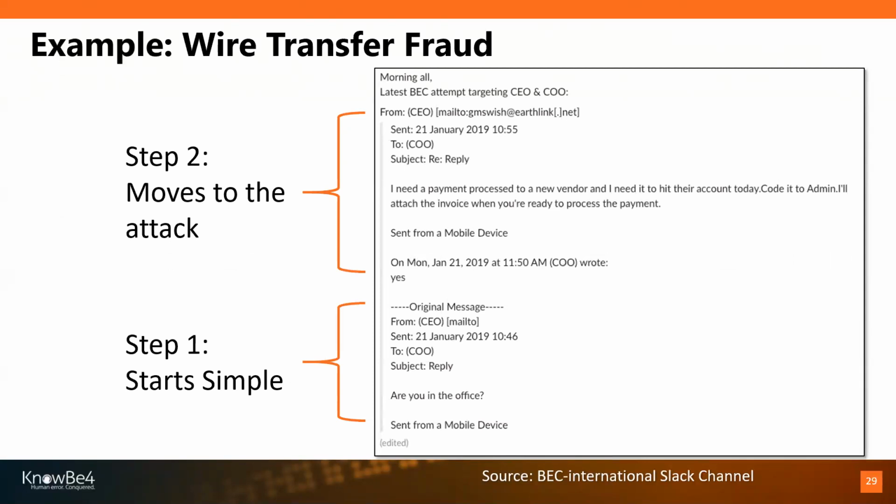Reading from the bottom up, it starts off simple. Are you in the office? And keep in mind, this is a real email. Are you in the office? And then the person replies and says yes. And the response to that is, okay, I need a payment processed, blah, blah, blah. It all happens very, very quickly. Next thing you know, this stuff's all gone. But this is an actual attack. This is how they happen, and this is how quickly they respond to this sort of thing.